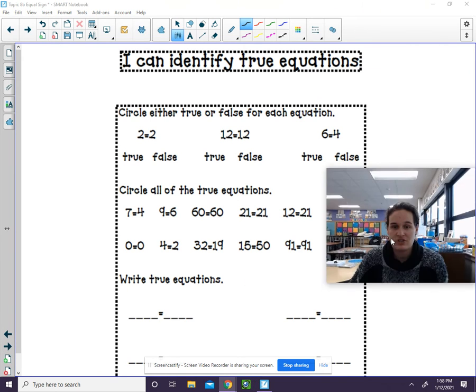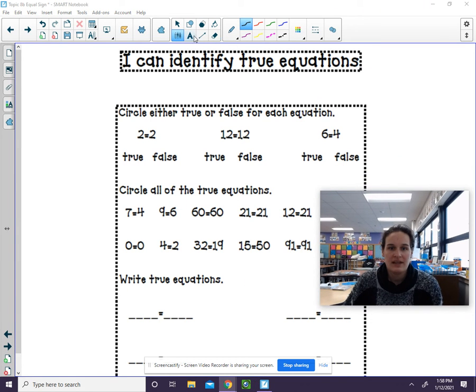On your math sheet today, it has a learning target at the top. It says, I can identify true equations. Here it says, circle either true or false for each equation. The word true means it's correct. The word false means it's wrong.